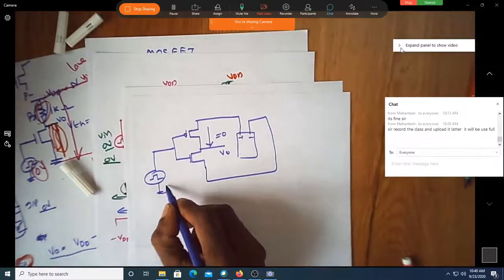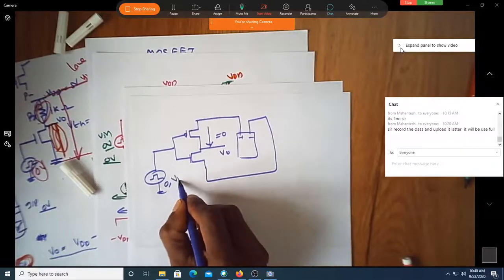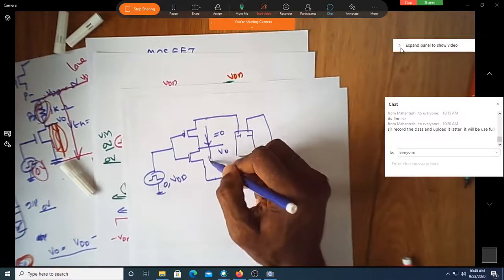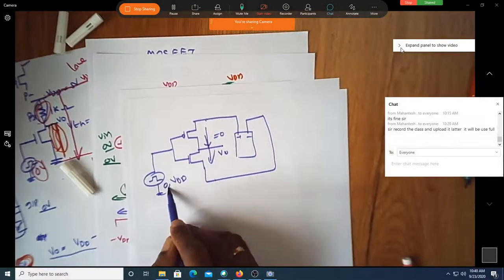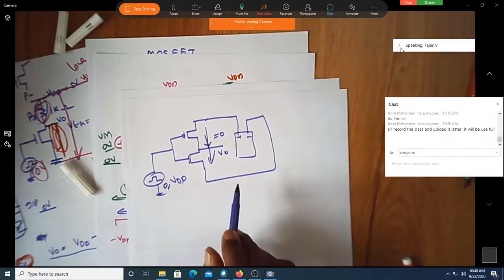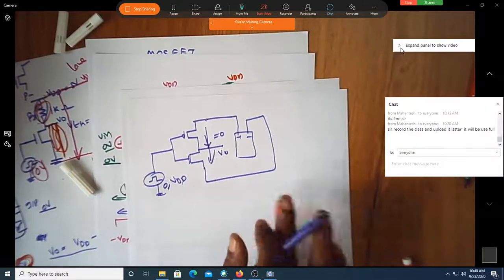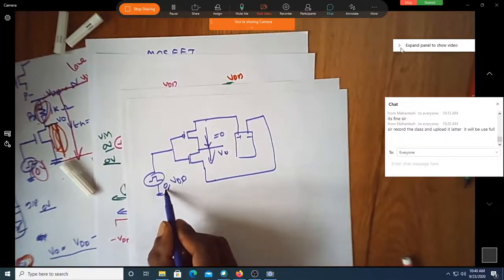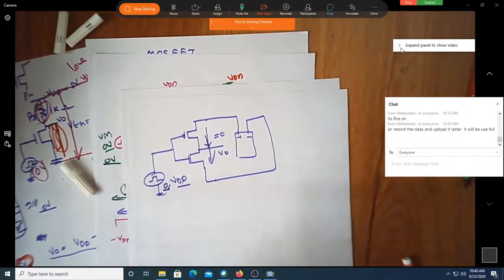Irrespective of your input voltage, whether it is 0 or VDD, is the current flowing from this end to this end always 0? Yes, sir. Why? Sir, because either one of the MOSFETs is in off condition. Perfect. Because there is no such condition where both the MOSFETs are on when the input is 0 and 1 statically.